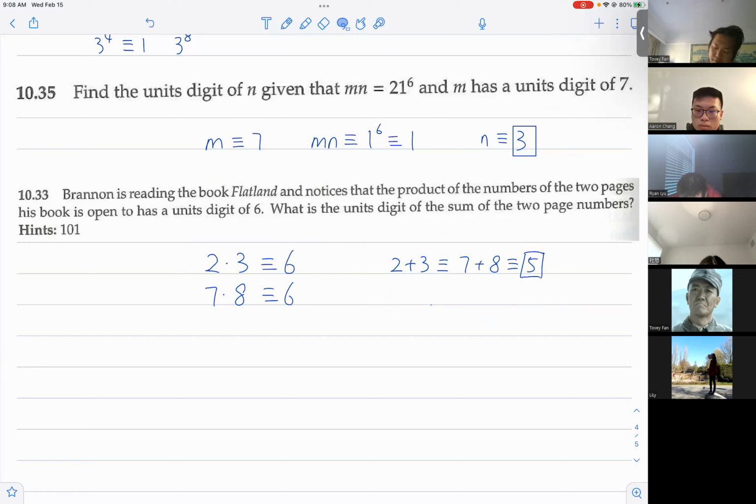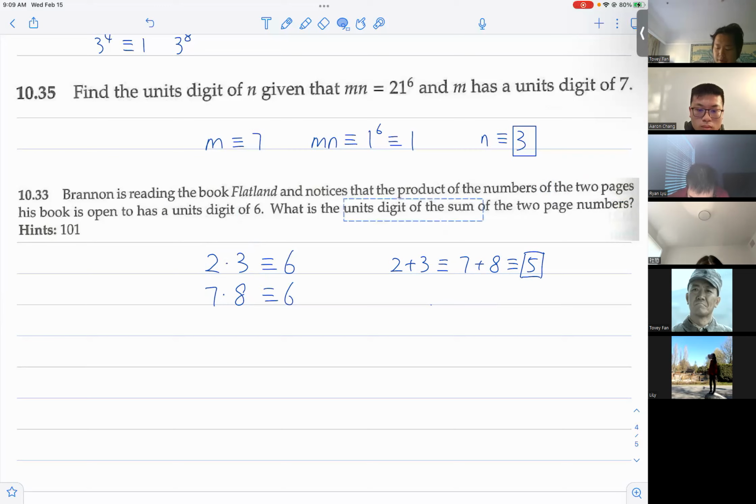Okay, so if someone is reading a book and there are 2 pages, this just means that we have two consecutive integers. Okay, and then if we are just interested in the units digit, we don't have to consider the tens digit or the hundreds digit or whatever. Okay, Lily, make sense? It's only just the units digit.